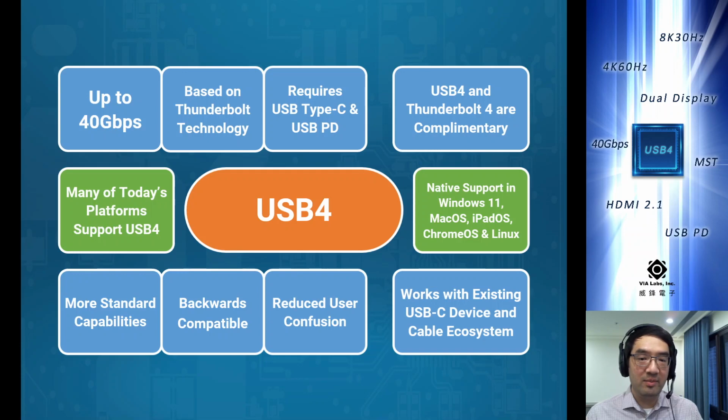In my opinion, one of the biggest benefits of USB 4 is that it has more standard capabilities compared to just vanilla USB Type-C. And this is really going to help reduce end-user confusion and improve their experience. On top of requiring the USB Type-C connector and support for USB power delivery, USB 4 host systems are also required to support SuperSpeed USB and DisplayPort alternate mode. So hopefully in the near future, laptops with data-only USB Type-C ports are going to be a thing of the past. Hopefully. USB 4 host systems, of course, are also backwards compatible with the existing USB ecosystem.